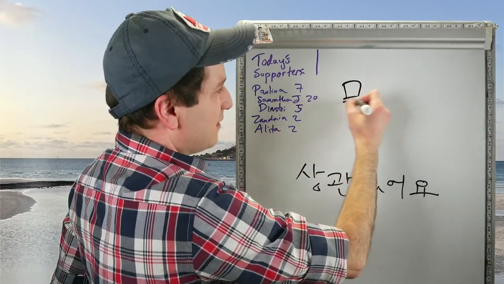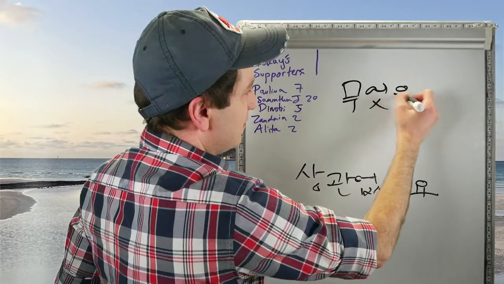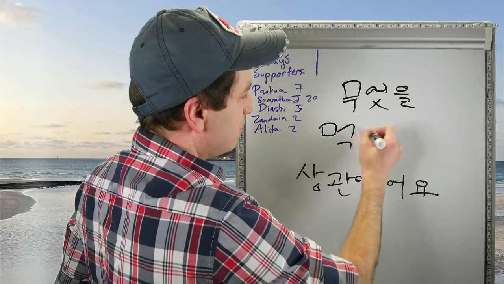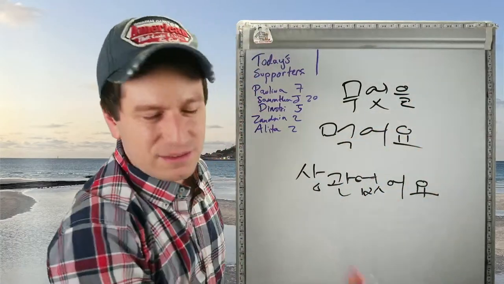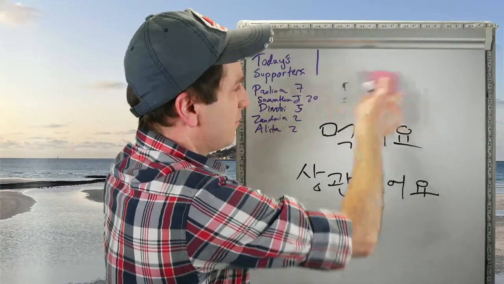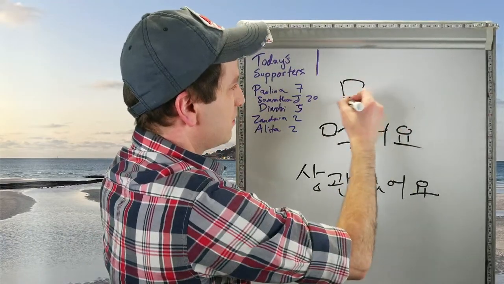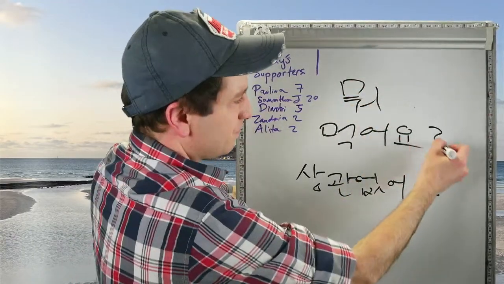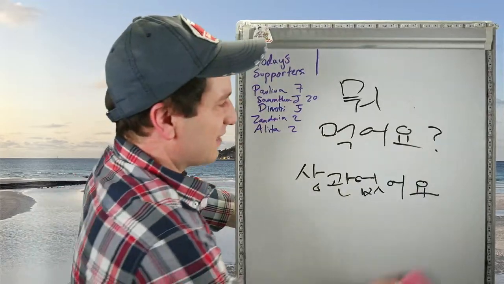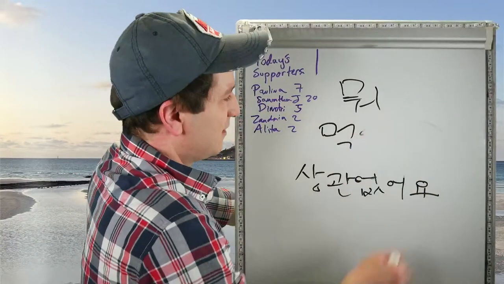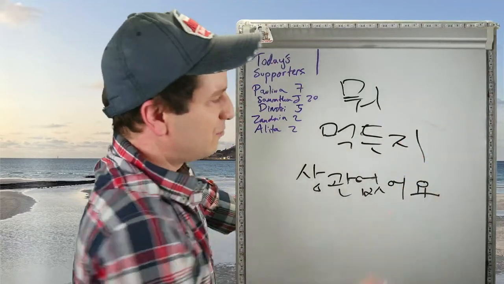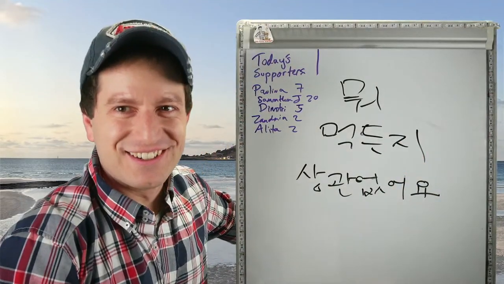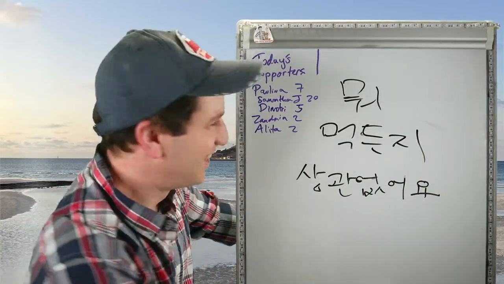What are you eating? 무엇을 먹어요? Now, 무엇을 is not most common. You'd probably just say 뭘, but whatever. Let's just do 뭐 먹어요? 뭐 먹어요? Well, it doesn't matter what you're eating. 뭐 먹든지 상관없어요. Does this help?